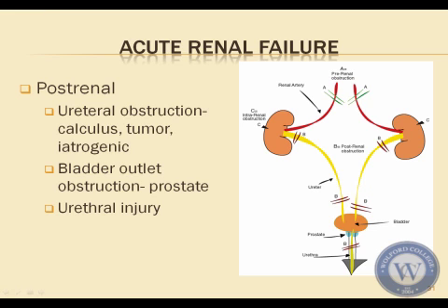The third cause of acute renal failure is post-renal. This is usually from ureteral obstructions such as calculi, tumors, and other iatrogenic causes, such as a Foley catheter that's put in inappropriately and bends and kinks, and now obstructs the bladder. Things like bladder outlet obstructions from prostate cancer or prostatitis can also cause significant problems, and urethral injuries as well.